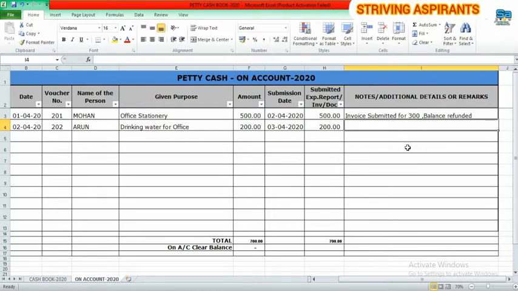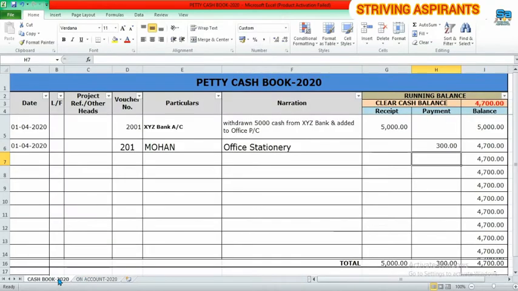Now the invoice submitted is only for the cash amount of 170. So the balance 30 he already refunded. So this On Account is already closed.